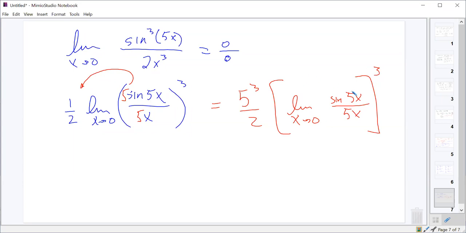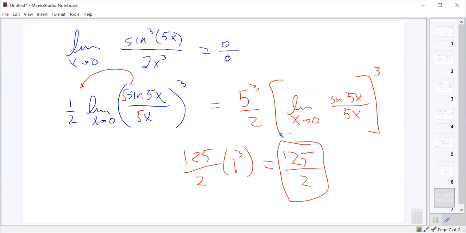And this limit, as long as the argument of the sine and the thing in the denominator are exactly the same and we're approaching 0 here, then this will still come out to be 1. So this ends up being 125 over 2 times 1 cubed, or just 125 over 2. And that will be much, much quicker and easier than trying to take all those derivatives using L'Hopital's rule. And I would say once every 2 to 3 years, they got one similar to that in the multiple choice. So that's a good little trick to have up your sleeve.